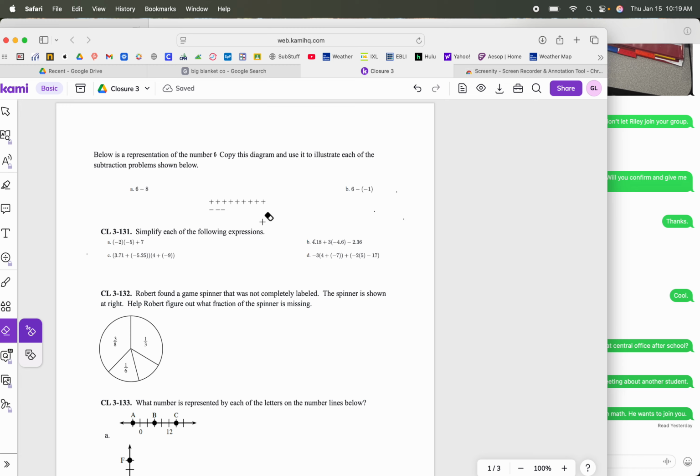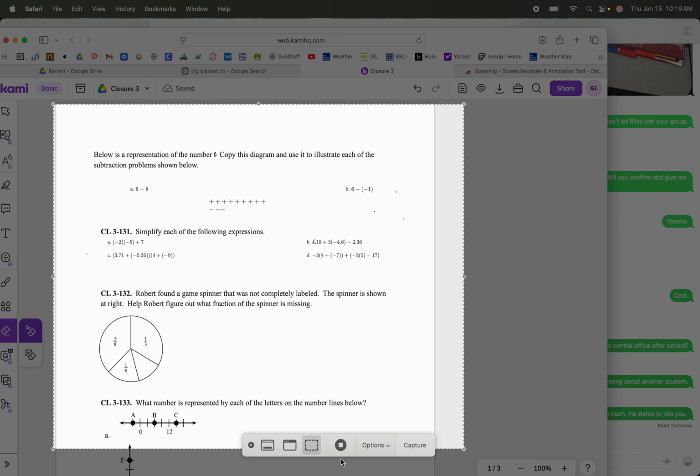All right, let me see if I can Shift Command 5, see if I can pause this. Options. Okay, I'm going to have to stop this and then give you 2 chunks.